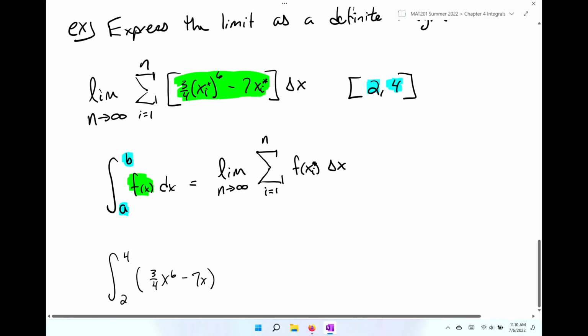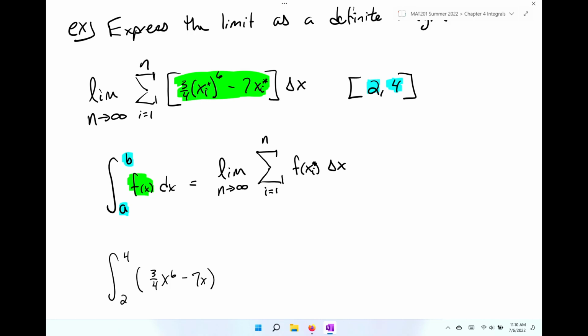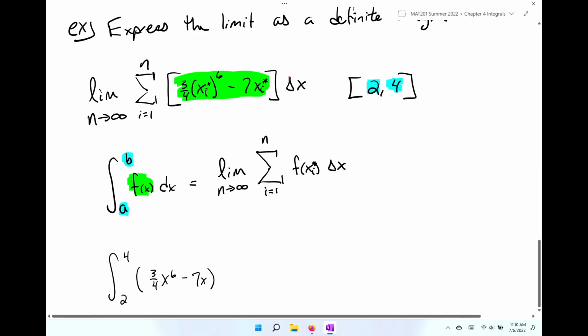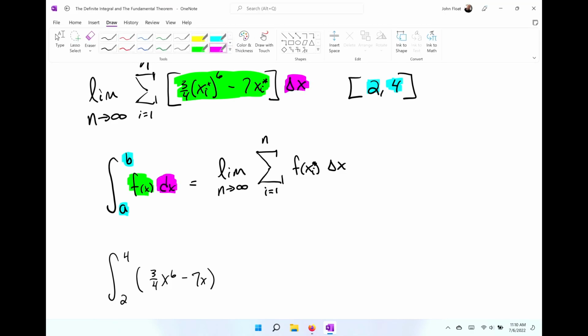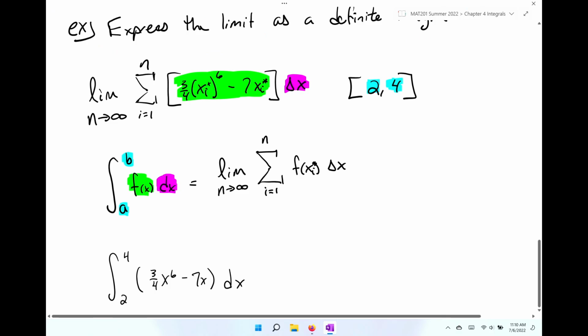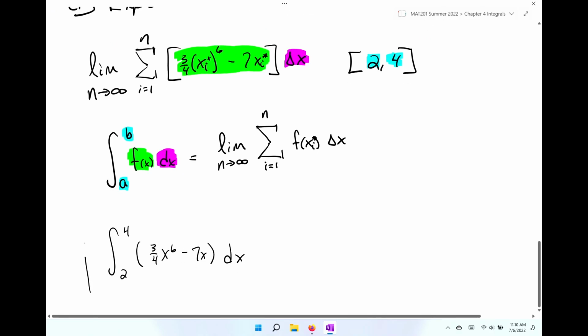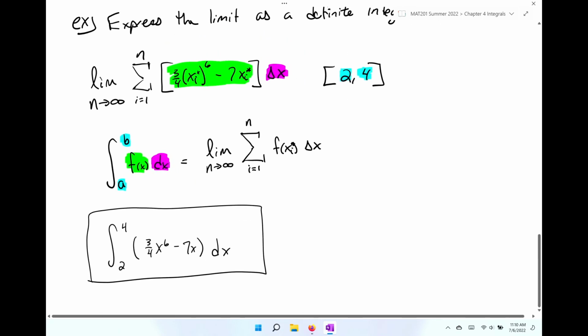7x, because when you think about this, the xi star is just a representative sample within all these sub-intervals that you've created. So we just want what the function is: 3/4 x to the 6th minus 7x. And then finally, our change in x is dx. So I can just write dx right there. And that is how we take a limit and express it as a definite integral.